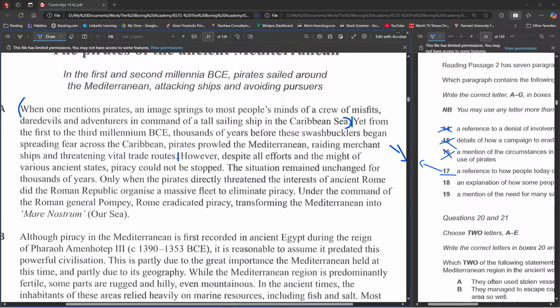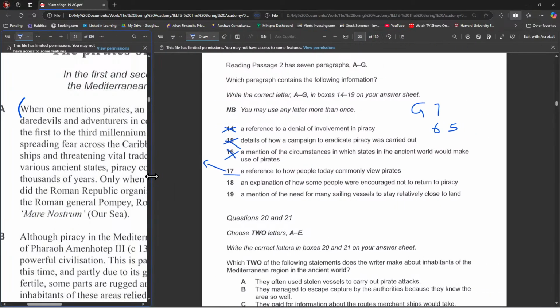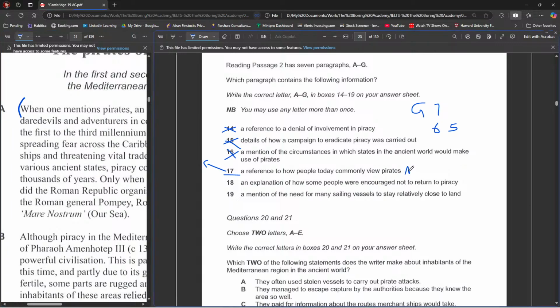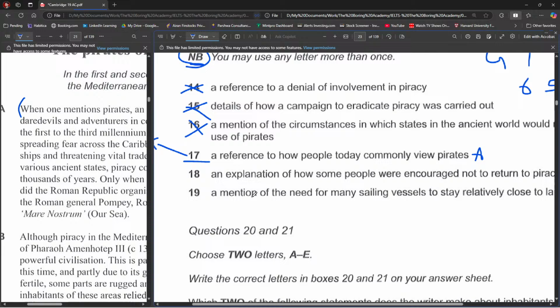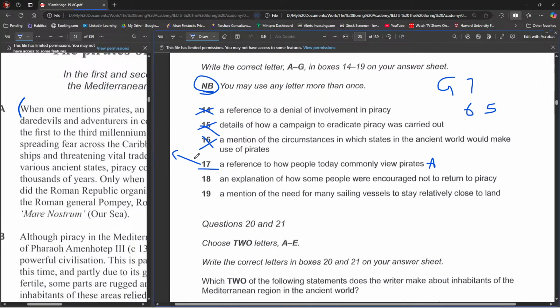Yes. Because it clearly states that when one mentions pirates, an image springs to most people's minds of a crew of misfits. Misfits means rebels who do not fit into society. Daredevils and adventurers in command of a tall sailing ship in the Caribbean Sea. So yes, we'll write the answer A over here. And here we got information that one letter can be used more than once. So of course, we'll be reading 18 and 19. If it matches any of the answers, we'll go with that.